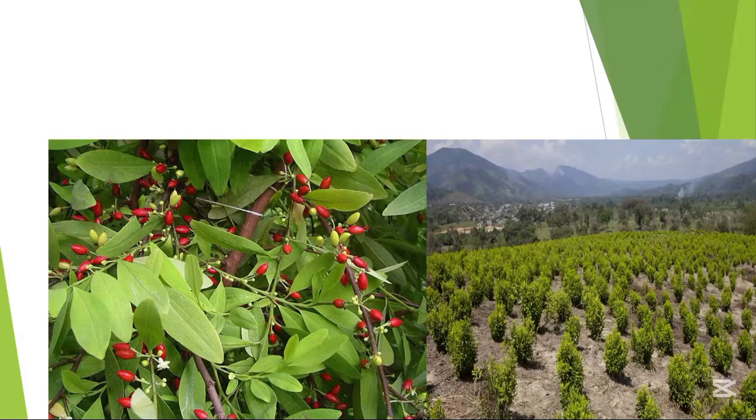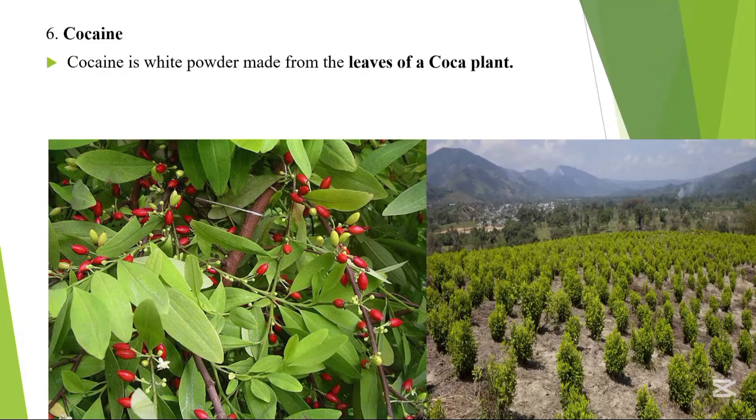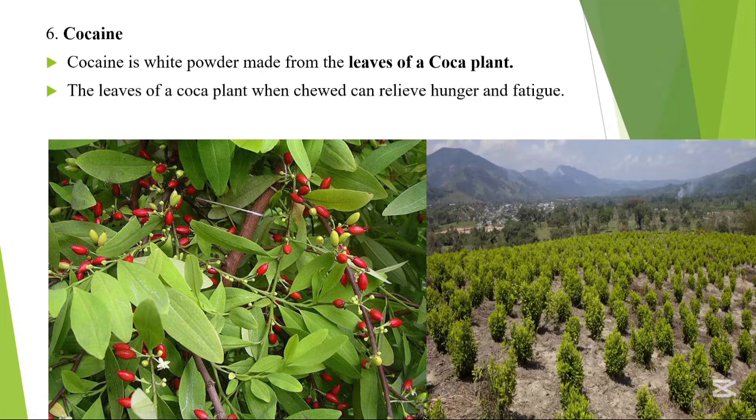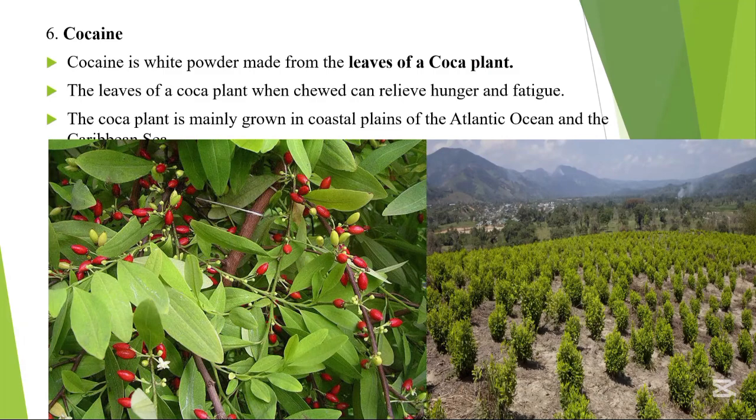Now, let me take you to cocaine, another mostly abused substance. Cocaine is a white powder made from leaves of a coca plant. Leaves of a coca plant, when chewed, can relieve hunger and fatigue. The coca plant is mainly grown in coastal plains of the Atlantic Ocean and the Caribbean islands, Jamaica, Haiti, and so on.